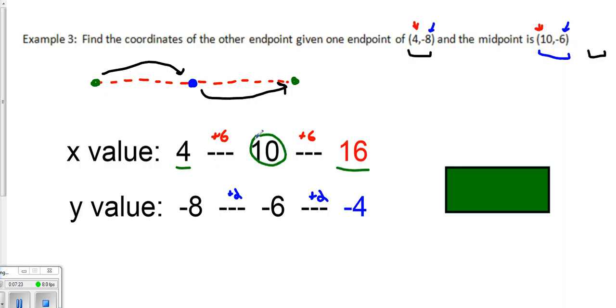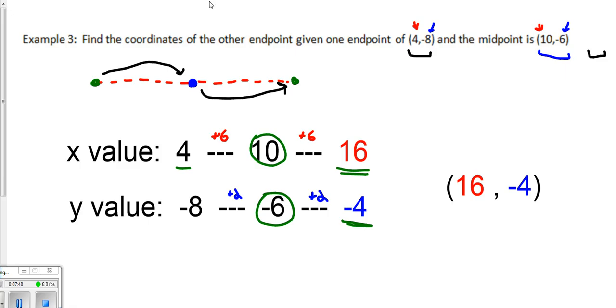Now if you think about it, again, 4 and 16 would add up to 20, divided by 2 gives us 10. So this would be the average x value. That's why it's the midpoint. Same thing, negative 8 and negative 4 add up to negative 12 divided by 2 makes negative 6. So this would be our average y value. That's why it's part of the midpoint. So if this was an endpoint and this was a midpoint, this has to be our other endpoint, 16, negative 4. We got 16 from here, negative 4 from here.